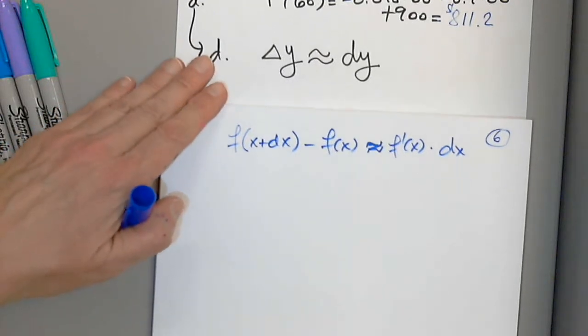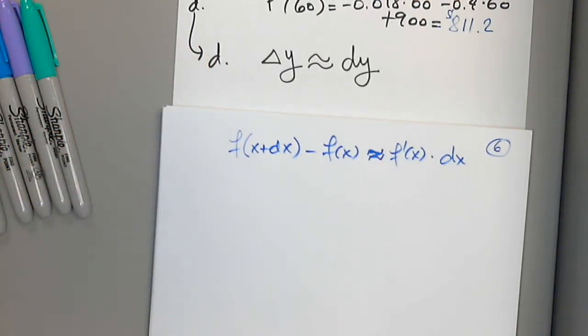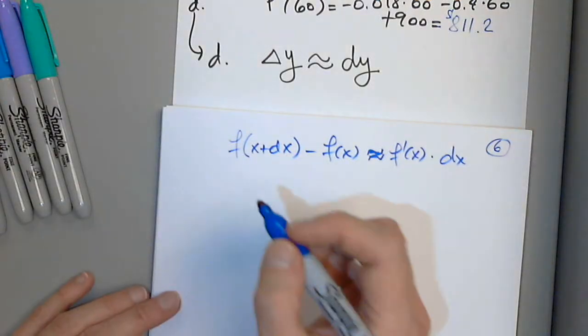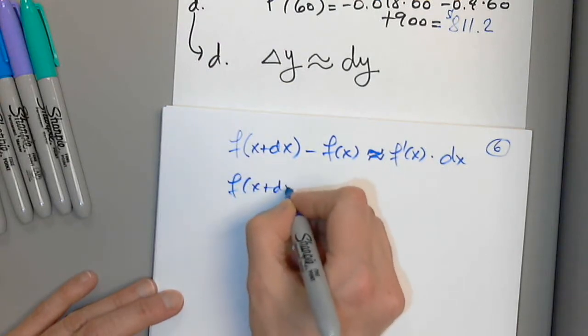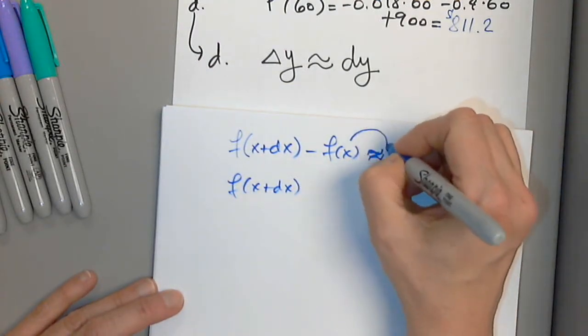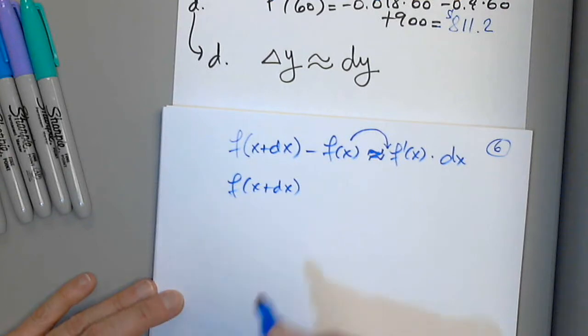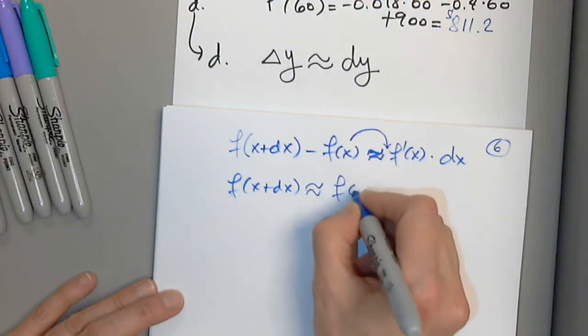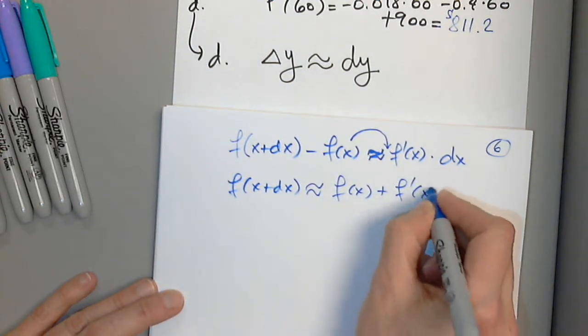I would like to solve this. I don't even want to call it an equation because it's not an equation. It's not an inequality. Whatever. I want to solve it for f of x plus dx. I will move f of x to the other side. So this is approximately f of x plus f prime of x dx.